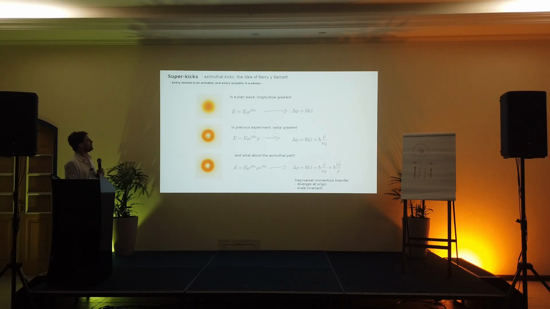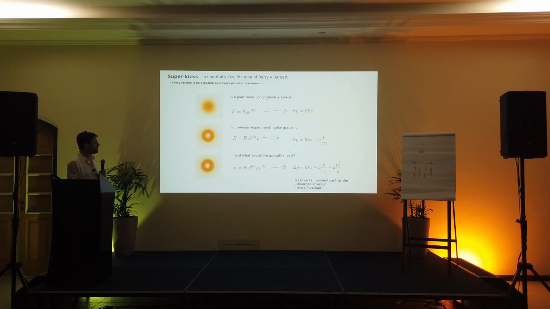And so we know that in the planar wave we have the longitudinal gradient, as I said, that gives you longitudinal kicks. I showed you in the first experiment how the radial gradient can be used to impart motion in the radial direction, but what about the azimuthal part? The motion in the radial direction, as you see, scales as the width, the focus size, so this is limited by how well you can focus a beam, and that's ultimately limited by the Abbe diffraction limit.